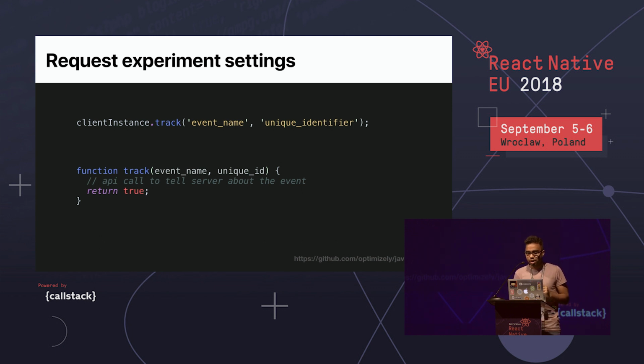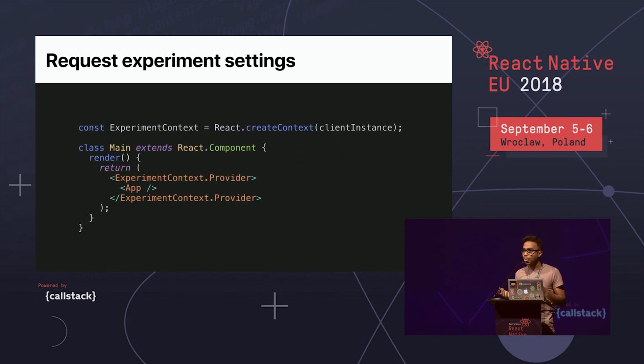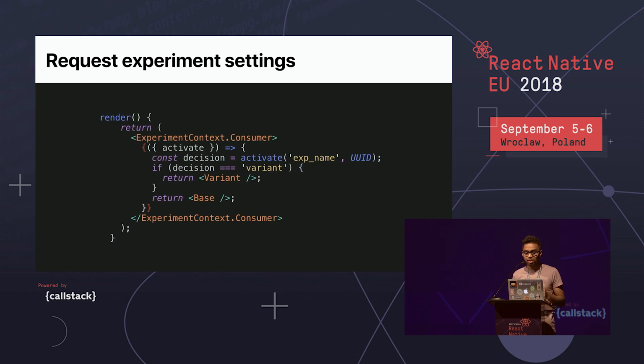So in React, how do I do this? I'm going to use the context API, where I pass this entire client instance into create context, and I get this nice provider and consumer, which I'll use by wrapping my entire app around it. Whenever I want to make a decision on an experiment for the user, I use the consumer of the experiment context which I created earlier, and use the activate API, which I spoke about a little earlier. Get the decision, and based on the decision, show whether it's a variant or base.